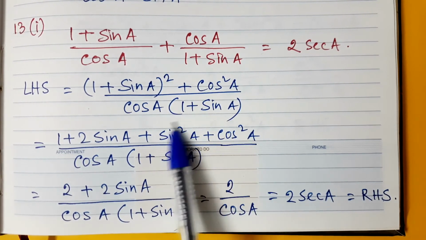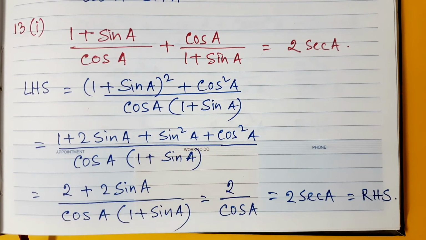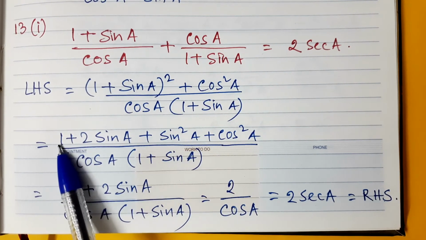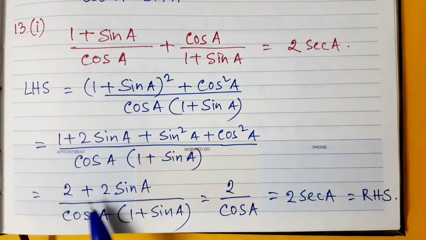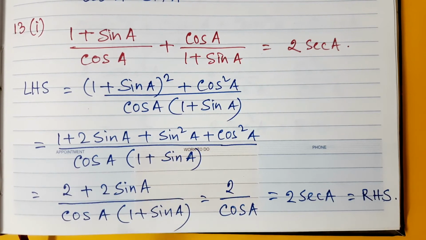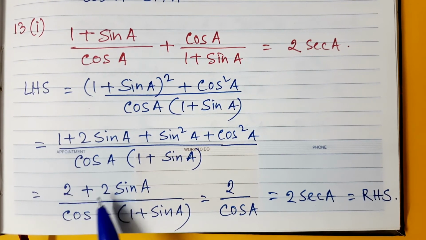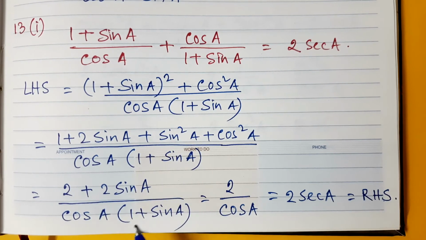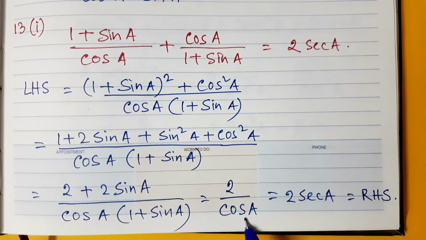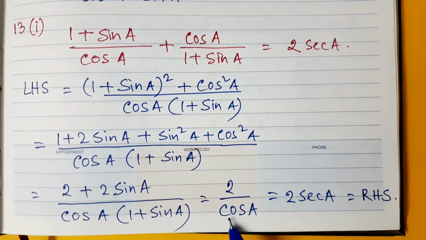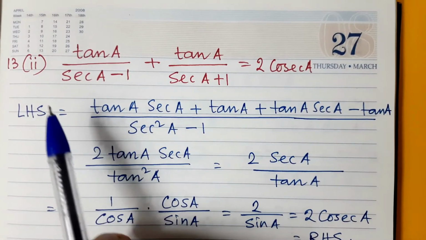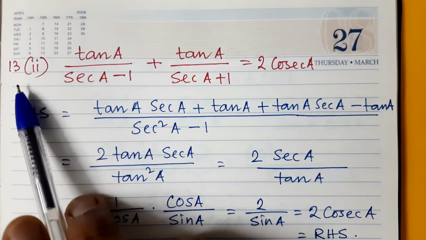Okay, now this part, this sine square a plus cos square a, that will be 1 because that is the formula. So this one and this one, they will be 2. So 2 plus 2 sine a. Okay, now if you take 2 common, it will be 1 plus sine a. That 1 plus sine a will get cancelled with this. Okay, so it will be 2 by cos a only. Now 1 by cos a is what? Sec a. So 2 sec a, that is the right hand side. Okay, now this is part 2 of the problem number 13.